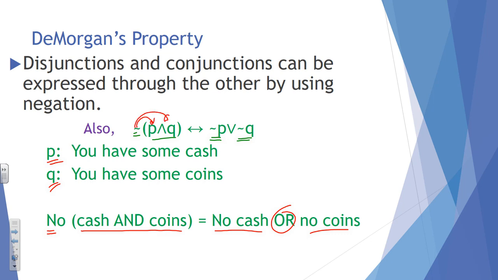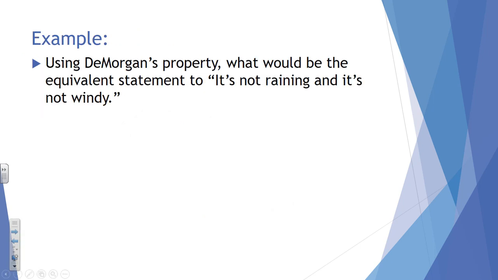We distribute that, switch from conjunction to disjunction. It means we don't have one or we don't have the other. De Morgan's property. So here's a practice problem for you to think about. Use De Morgan's property. What would be the equivalent way of saying it's not raining out and it's not windy out? You could use De Morgan's property to say that in a different way. Think about what that would be.